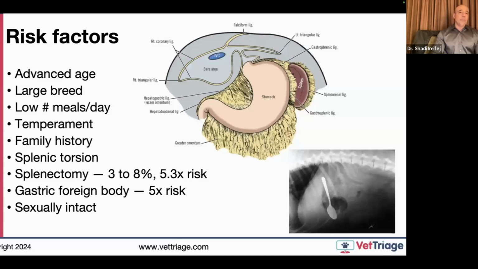So it begs the question, if you are performing a splenectomy for any reason in these dogs that are also known for splenic neoplasia and liver neoplasia, do you perform a gastropexy at the same time? And gastric foreign body: if they have a foreign body present, there is a 5 times increased risk. And then sexually intact animals.